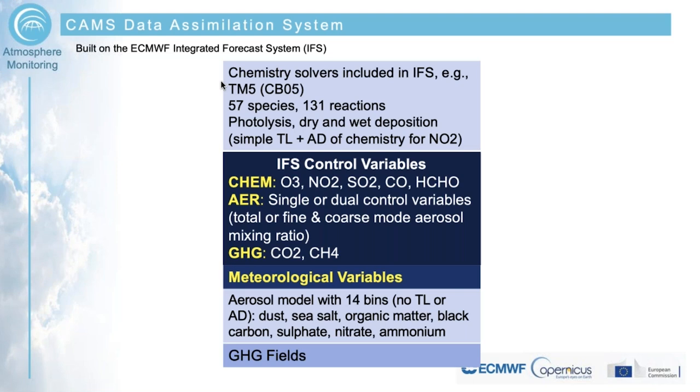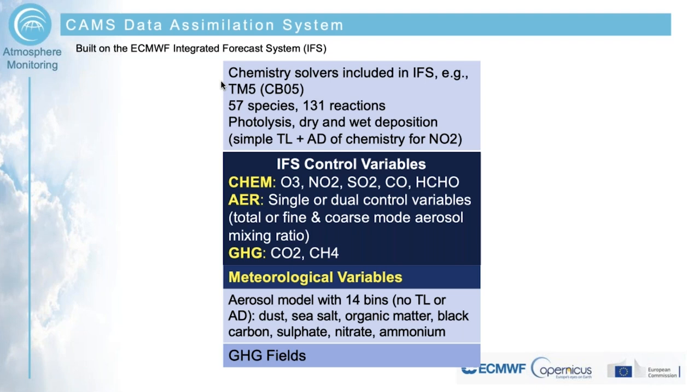So to get at the chemistry, we include various different types of models and solvers for the chemistry. These solvers solve the chemical equations to give us then the atmospheric pollutants. Currently, we're using something called TM5, which includes 57 chemical species and 131 chemical reactions. And this includes photolysis, so reaction with solar radiation, and also removal processes of some of these pollutants through dry and wet deposition.